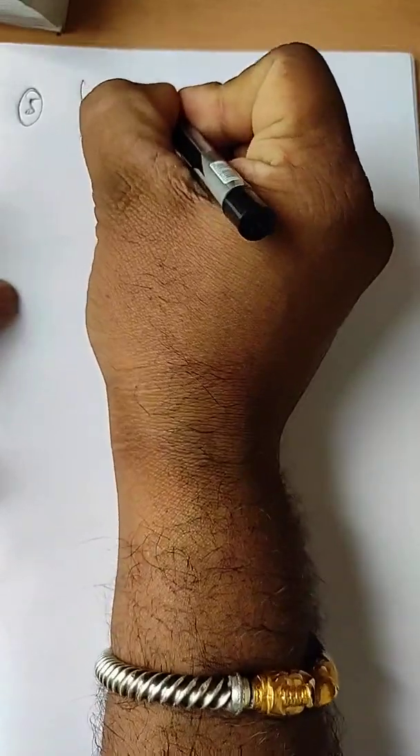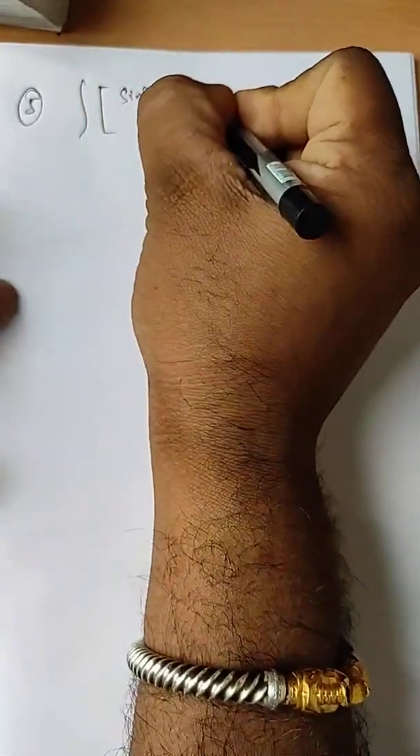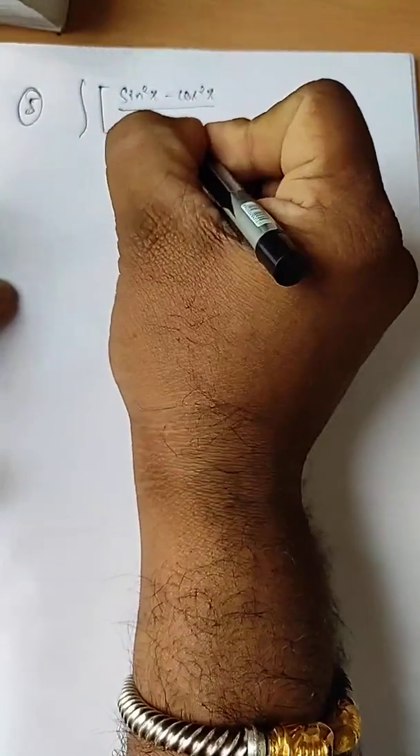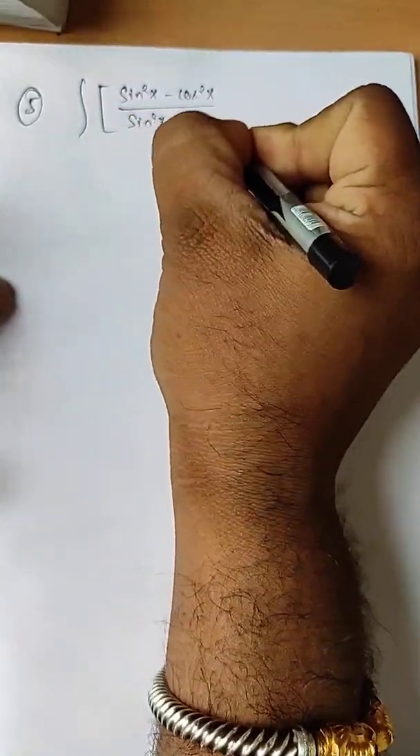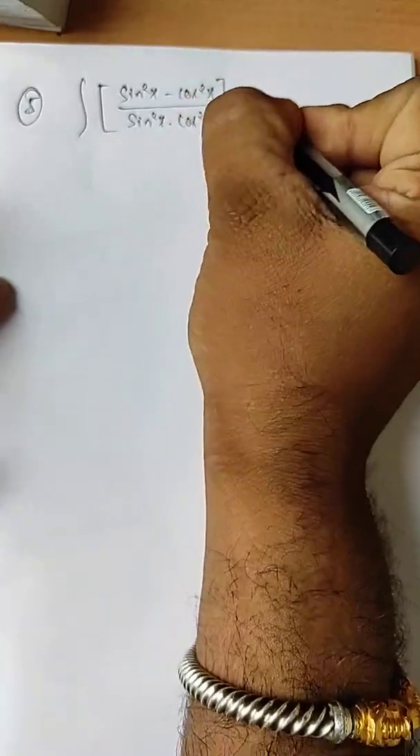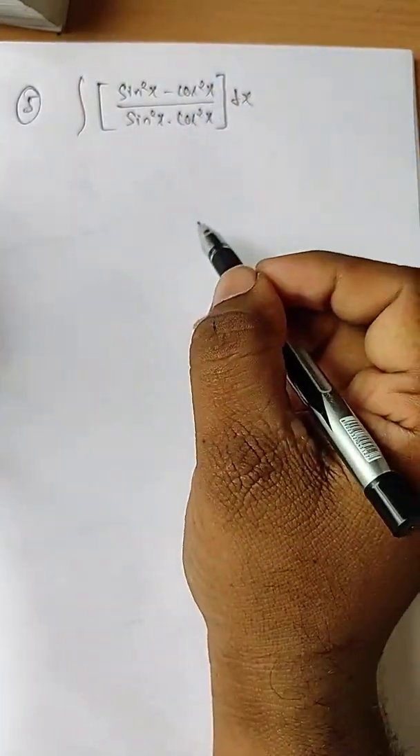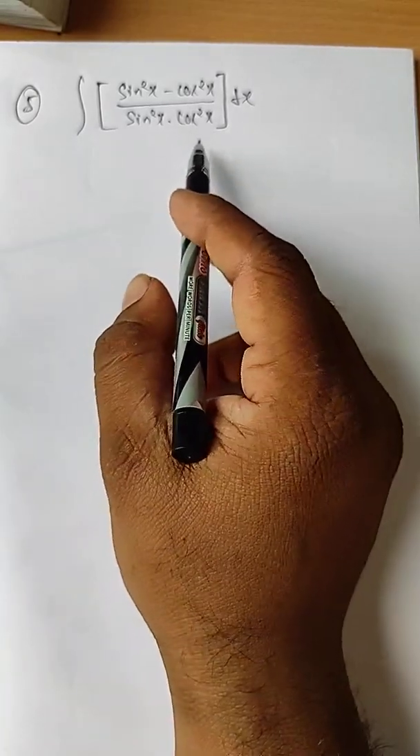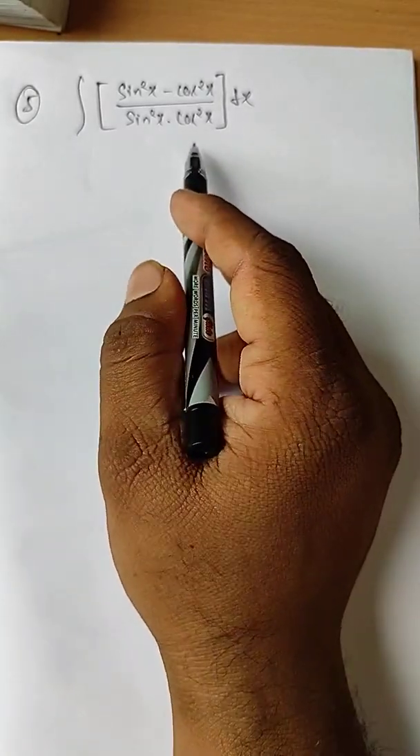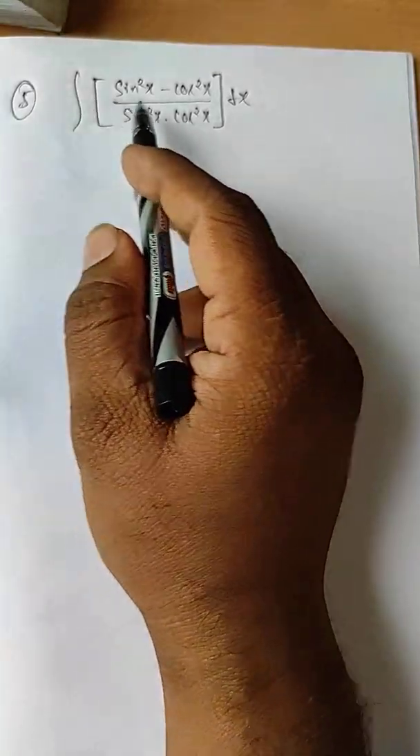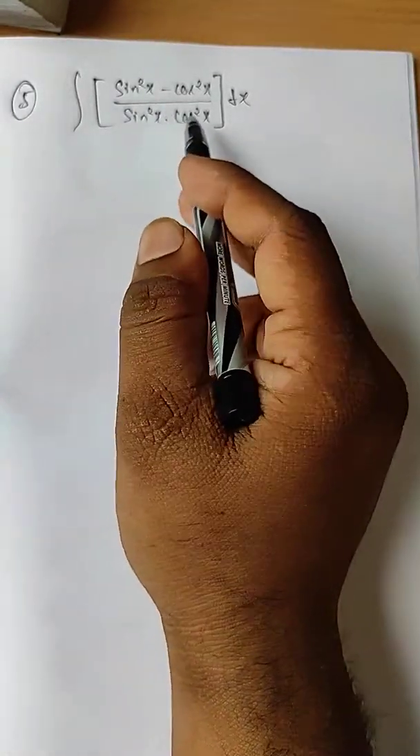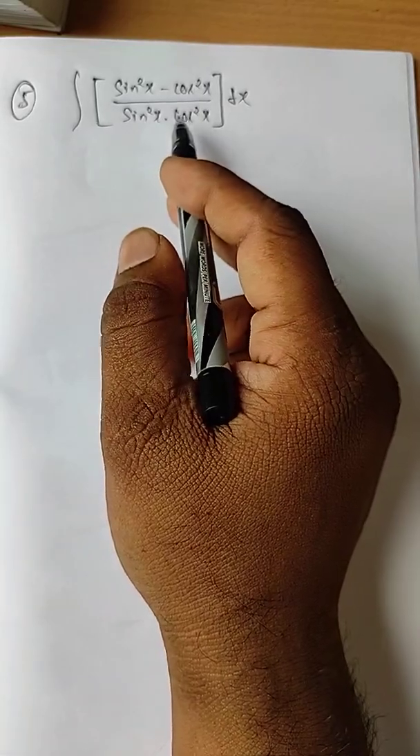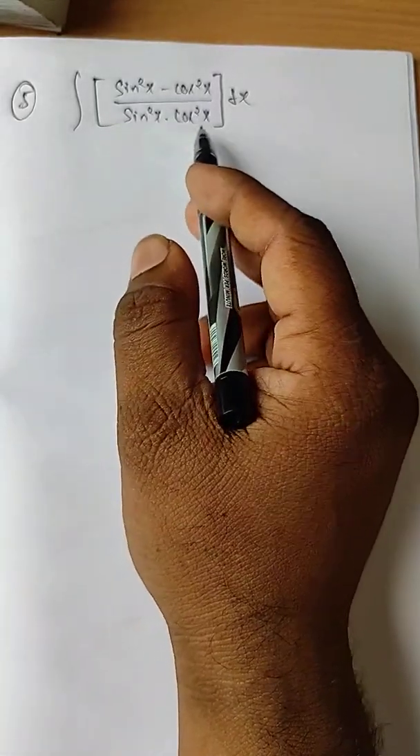Integration of (sin square x minus cos square x) by (sin square x into cos square x) into dx. So this is the given problem. Here there is no quotient rule of integration. So how to integrate this function, integration of sin square x minus cos square x by sin square x into cos square x?